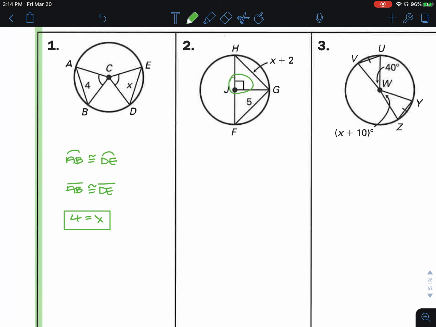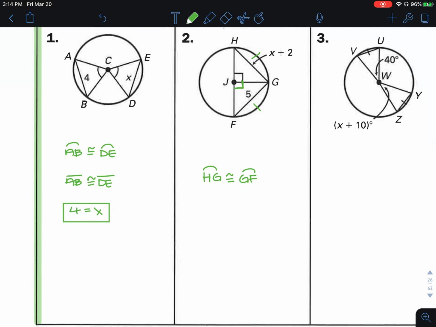So here I see a 90-degree angle. Well, this diameter here is a line. A line we know is 180 degrees. If one side is 90, the other side also has to be 90. So I actually know that these two arcs are congruent. So I know that my arc HG is congruent to my arc GF. Because the arcs are congruent, the segments are also congruent. So HG is congruent to GF.